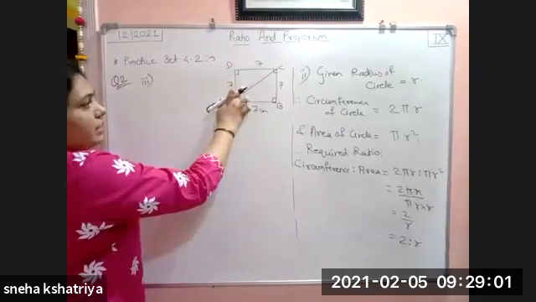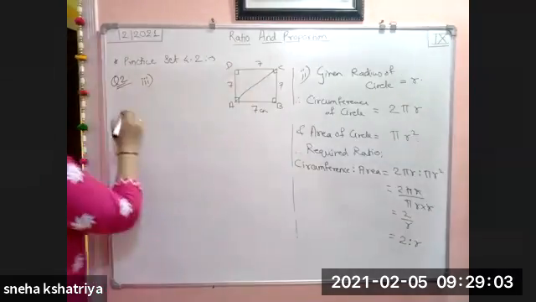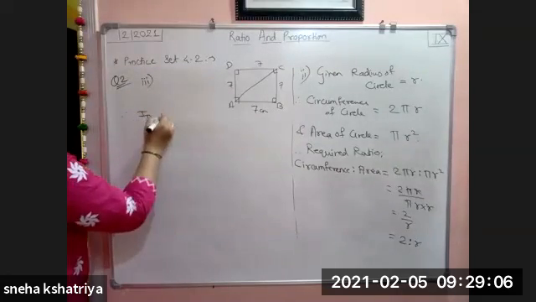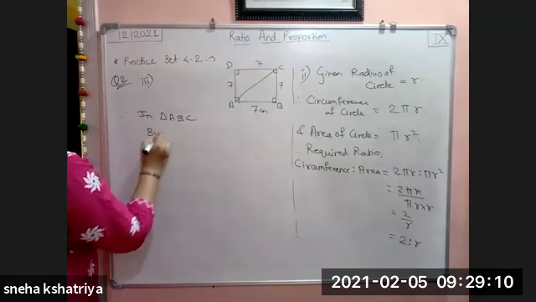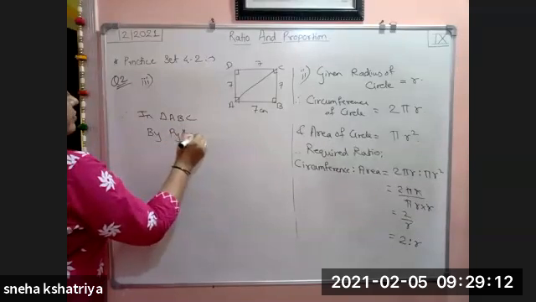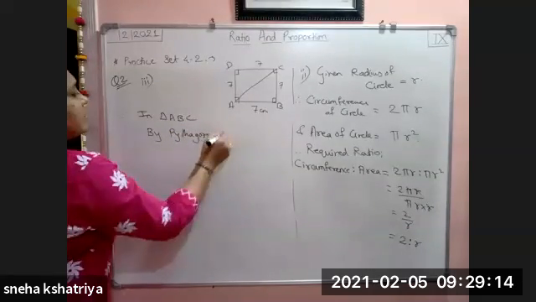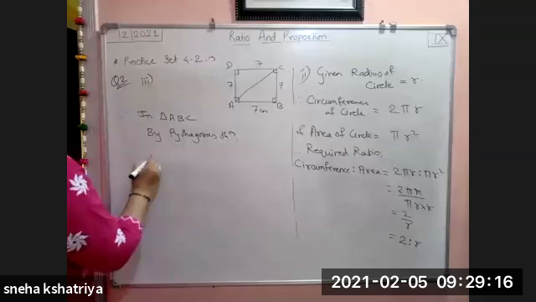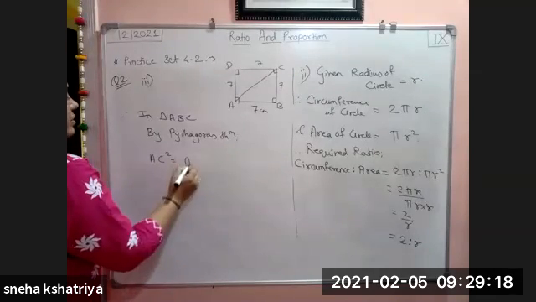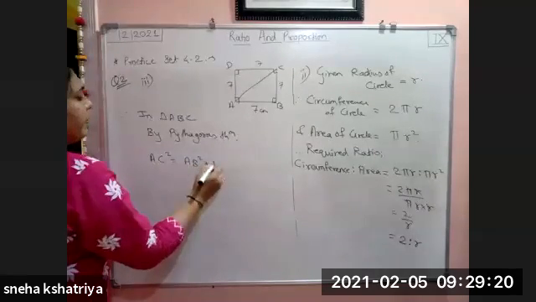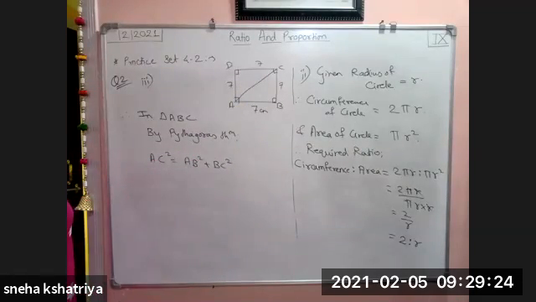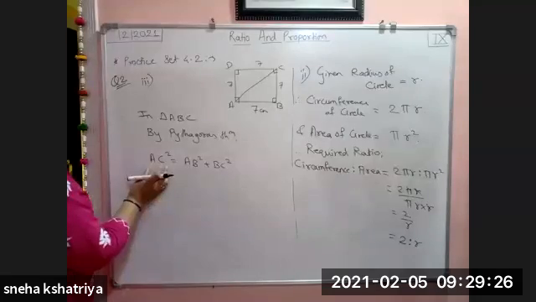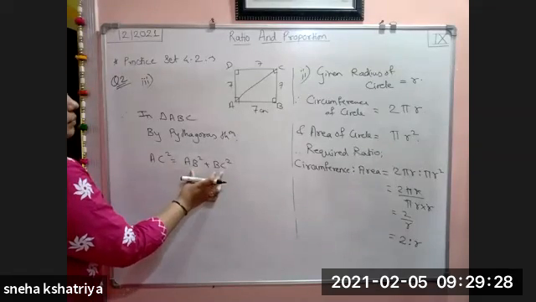So for that we are considering this right angle triangle. Therefore, in triangle ABC, by Pythagoras theorem, AC square is equal to AB square plus BC square. Alright, AC is diagonal, that is hypotenuse. So hypotenuse square is equal to addition of remaining two sides square.